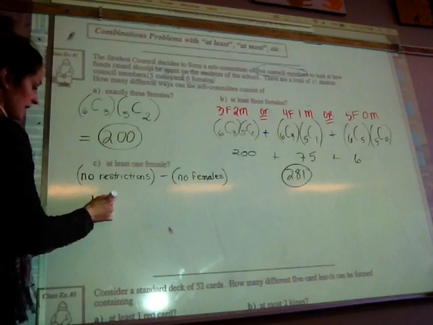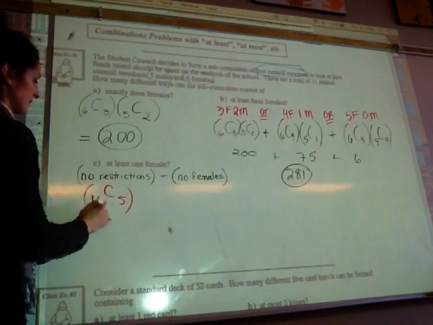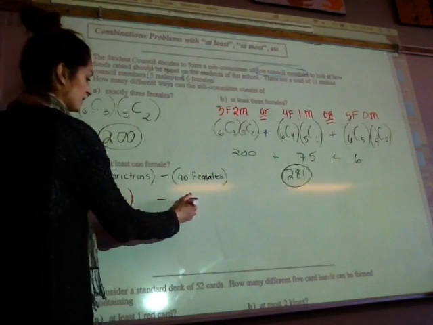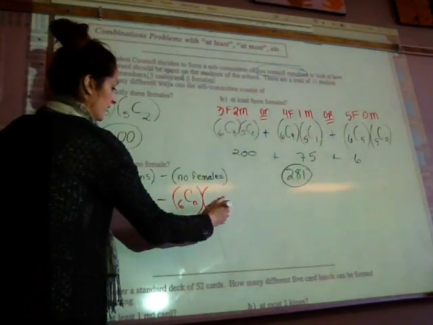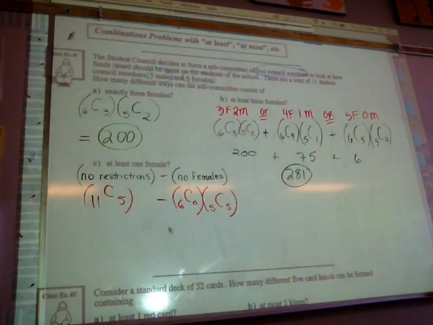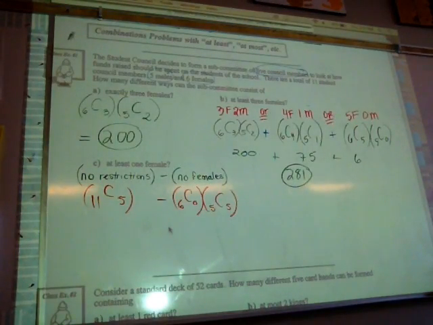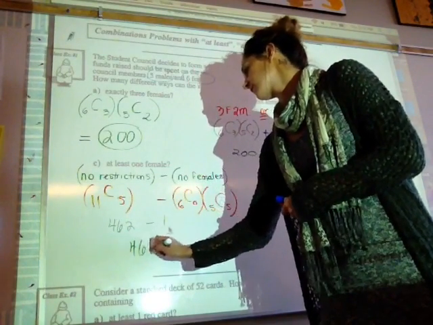So for no restrictions, how many people do we have in total? 11. And the subcommittee needs 5. So we have 11 choose 5. We're going to subtract the scenario if there's no females. So of the 6 females, we are going to choose 0 of them. And of the 5 males, we're going to choose all 5 of them. So 11 choose 5 minus 5 choose 5, 6 choose 0. She got 462 minus 1. We got 461.